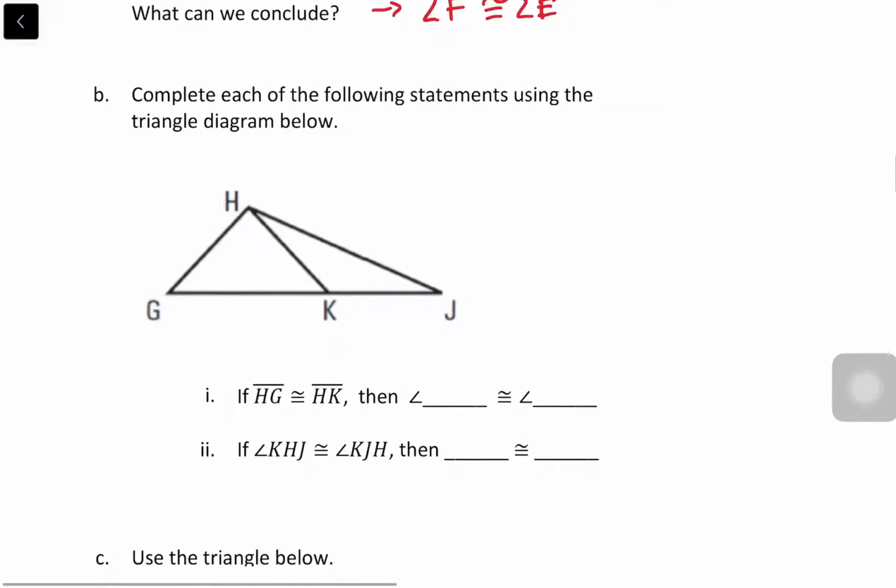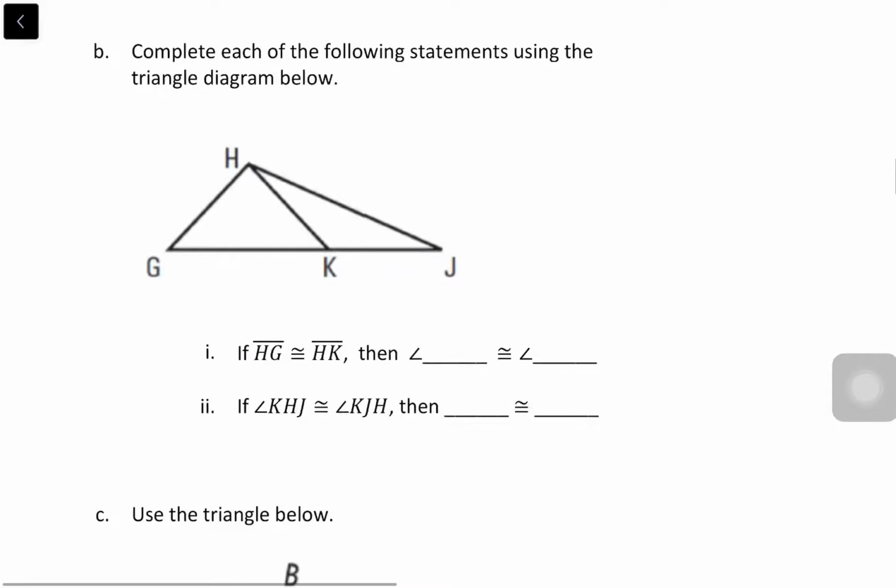Complete each of the following statements using the triangle diagram below. If HG is congruent to HK, what angles would be congruent? Well, it would be angle G and angle HKG. Can you see that? Those are the angles that are across from the congruent sides. Notice that I had to use three letters for HKG because there are several angles that use K as their vertex.